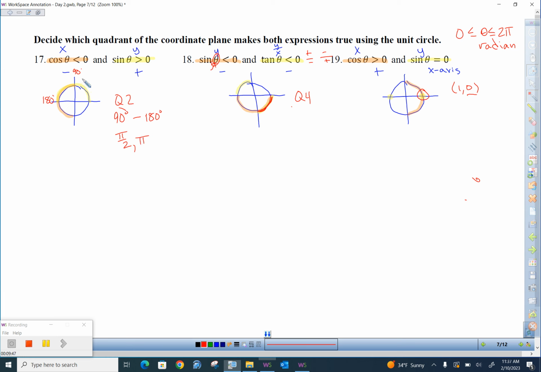And we have to talk about whether we include these values or not. At this point, we're at 0, 1. 0, 1 does not have a cosine less than 0. It has a cosine equal to 0. So that does not work. We want to use a bracket. The same thing goes here. This ordered pair is negative 1, 0. It doesn't have a sine value greater than 0. It has a sine value of 0. So when we're describing quadrants that satisfy these, if we don't have an underline here, we are not going to include either side.